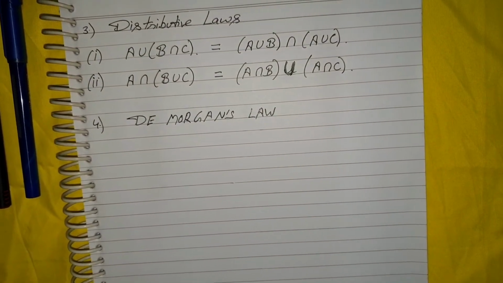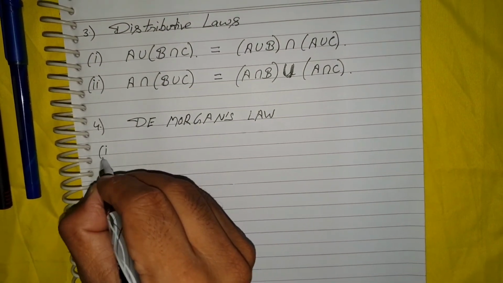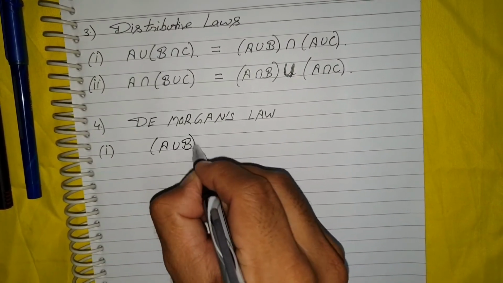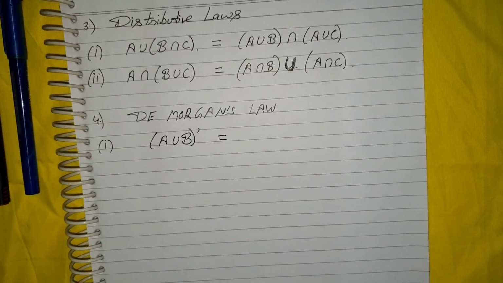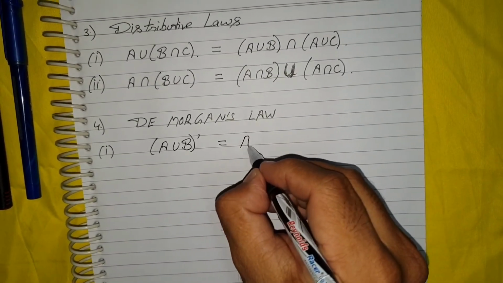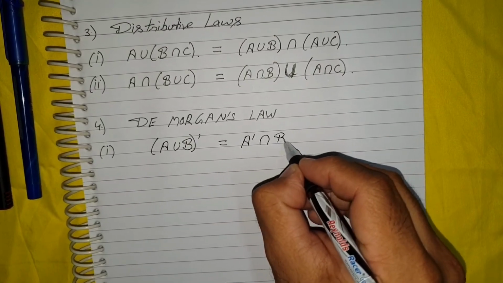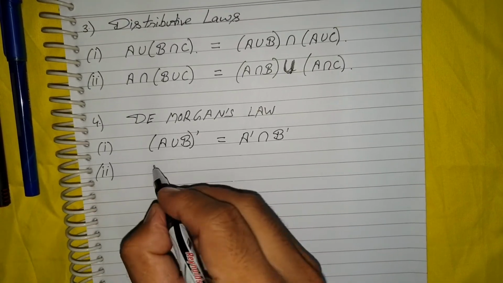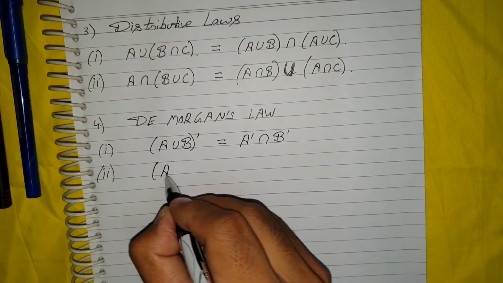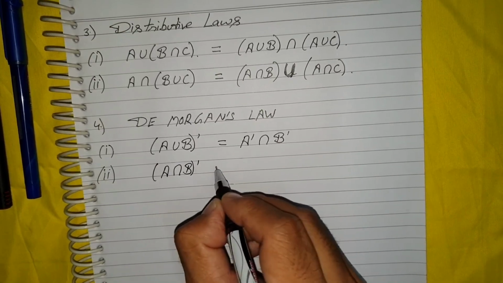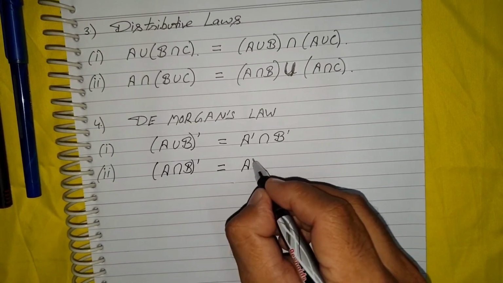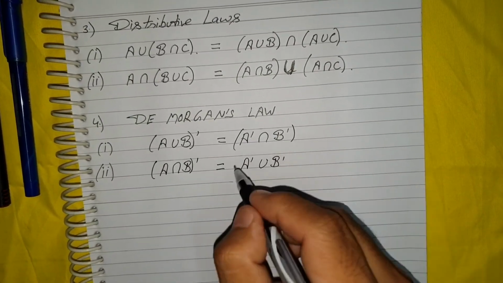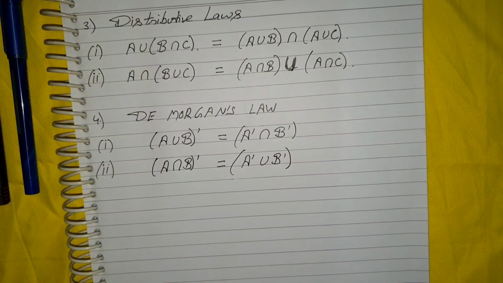The fourth is De Morgan's law. First, if you take A union B whole dash, this is A dash intersection B dash. You just reverse it and put dash. Second one, A intersection B whole dash is equal to A dash union B dash. Put it inside brackets. So these are the laws which you have to memorize.